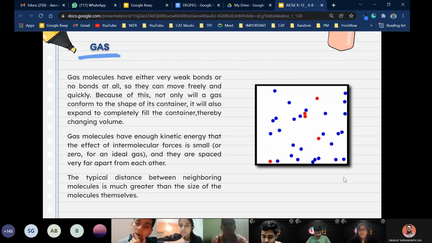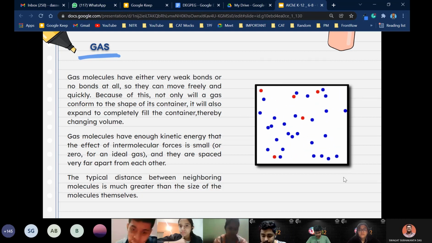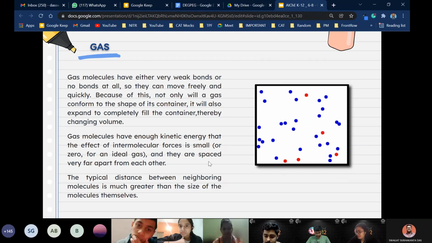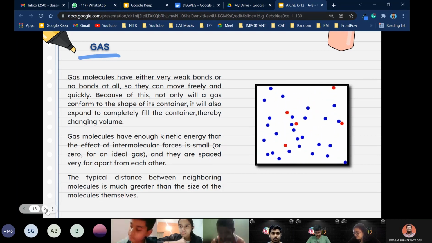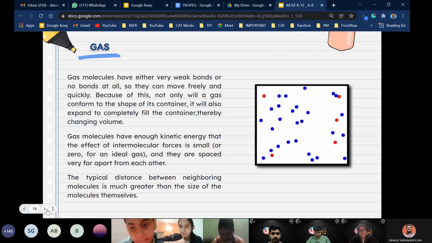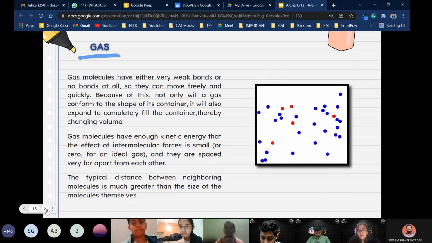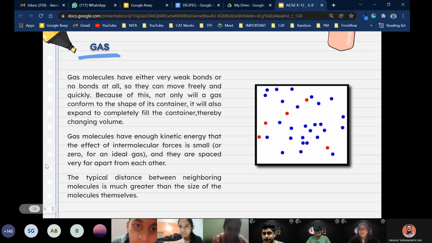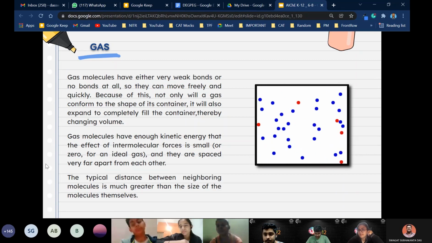Gas molecules have enough kinetic energy that the effect of intermolecular forces is small. As you can see in this picture, they have very random motion throughout the space, because they have the kinetic energy in them, and they have no intermolecular forces because of their kinetic energy.